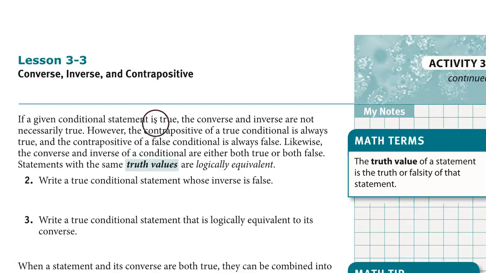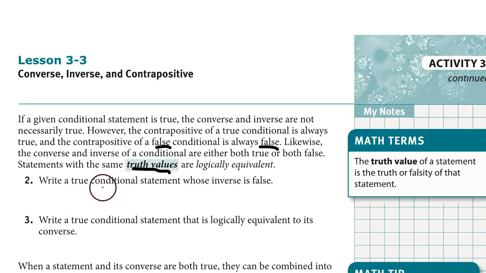If a given statement is true, the converse and inverse are not necessarily true, and that was the case in our example. However, the contrapositive of a true statement is always true. And that's what happened in our example as well. The original sentence was true, and we found out that that contrapositive was true. Likewise, if the original sentence is false, then the contrapositive will also be false. Statements that have the same truth values are logically equivalent.